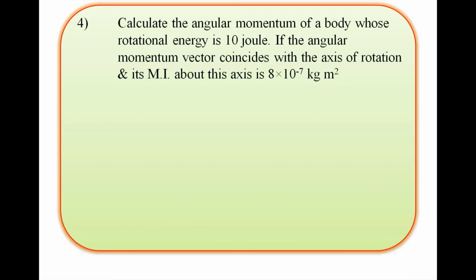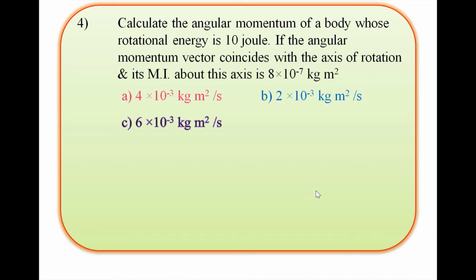Calculate the angular momentum of a body whose rotational energy is 10 joule, if the angular momentum vector coincides with the axis of rotation and its moment of inertia about this axis is 8 into 10 raised to minus 7 kg meter square. So let's see the options. Option A is 4 into 10 raised to minus 3 kg meter square per second. Option B is 2 into 10 raised to minus 3 kg meter square per second. Option C is 6 into 10 raised to minus 3 kg meter square per second, and option D is none of these. So let's see how to solve this objective.